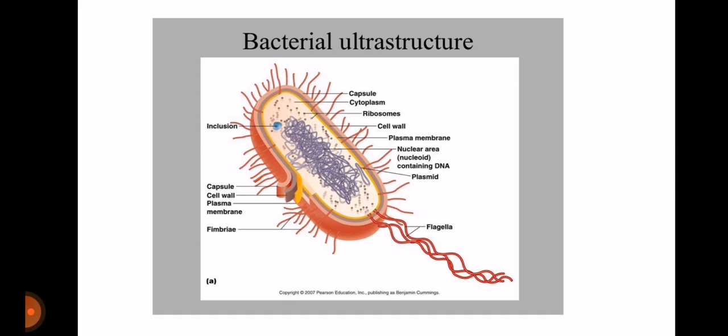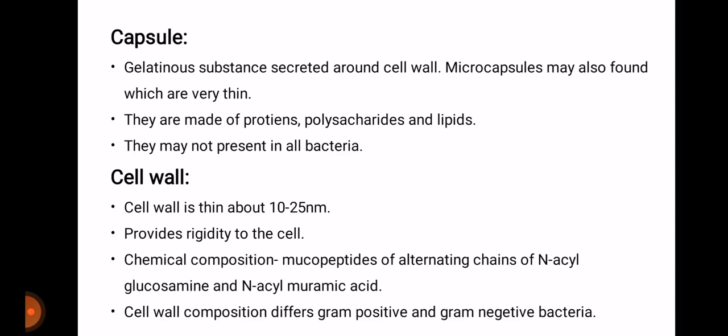So, in this picture you can see the ultrastructure of the bacteria, that is having flagella as well as cell wall, cell membrane, cytoplasm, capsule, plasma membrane and also nuclear area, nuclear material and DNA, plasmids, fimbriae. So, these things you can see in this picture. So, let us study one by one, that is capsule.